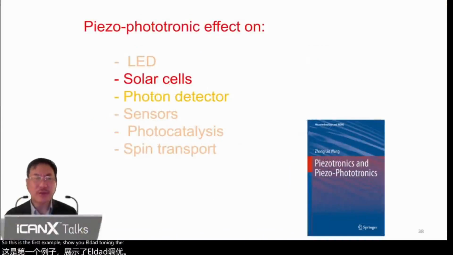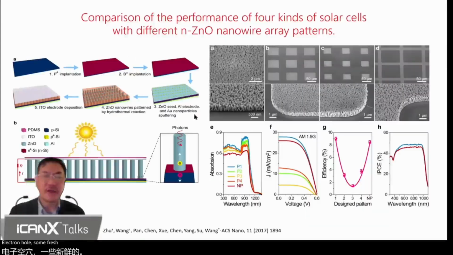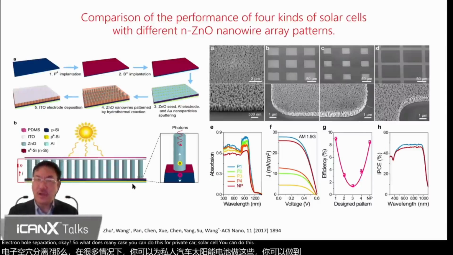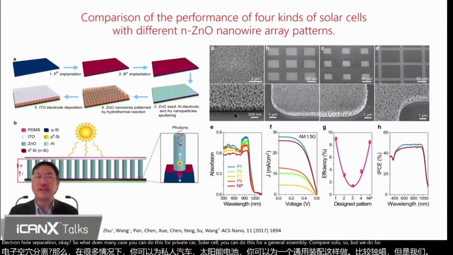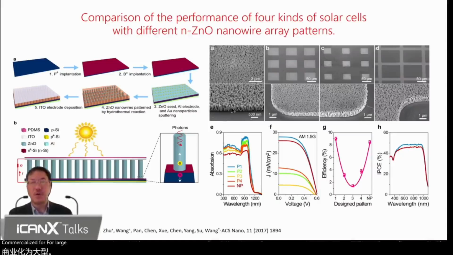The second one is solar cell. Solar cell is the opposite to LED, it is electron-hole separation. There are many cases. You can do this for perovskite solar cells, or for general semiconductor-based solar cells, but we do it for silicon. The reason is that we believe silicon is one which has already been commercialized for large-scale application.